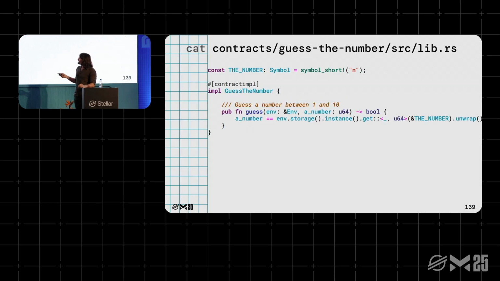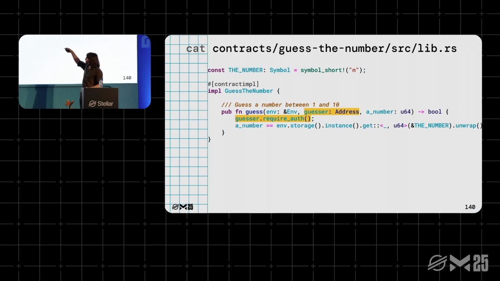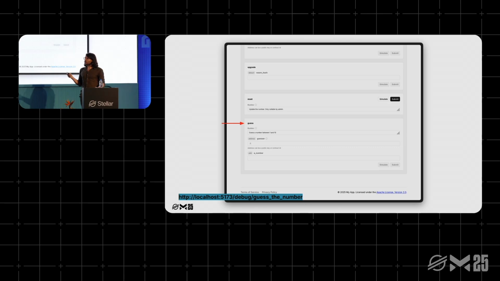Let's update this guess function and add a new argument. We'll add guesser, which is an address, and we will require that whoever is guessing signs the transaction. This will set us up to be able to pay them if they guess correctly, right? This is a little guessing game. You get a payout if you guess the number. And if we go back to our debugger, we see that we've got a new argument there. Guesser has been added to the debugger.